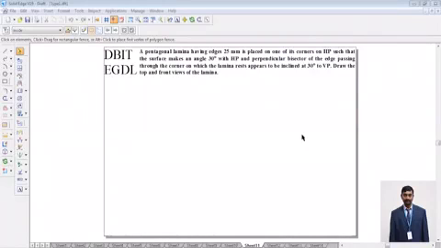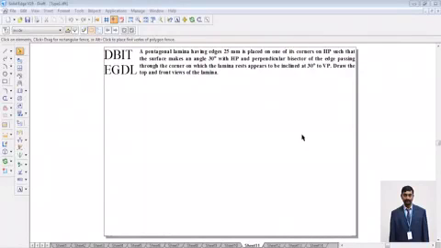This session we are going to see a pentagonal lamina problem with beta and non-beta case. So here we are going to see the pentagonal lamina. It is resting on HP.